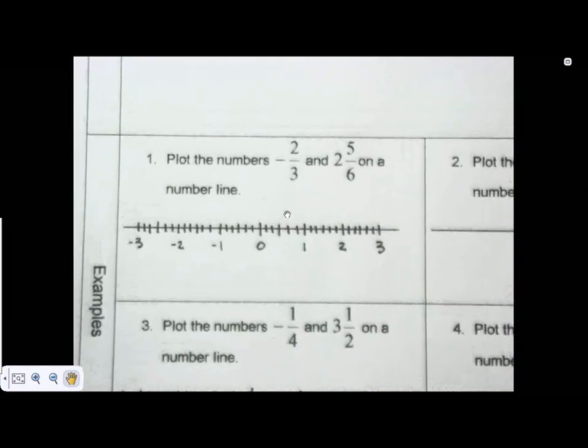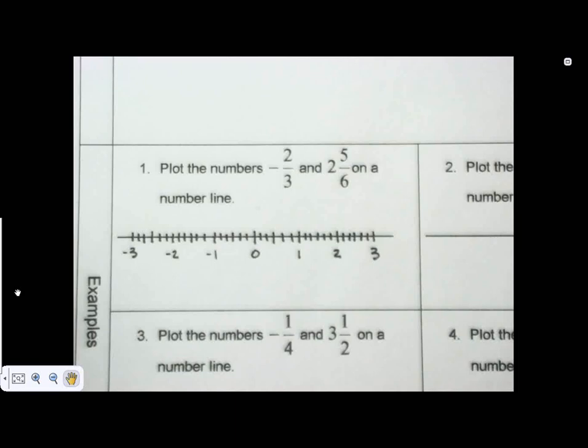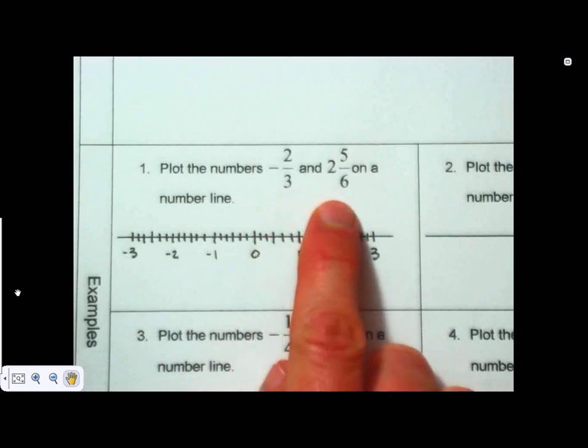Hello and welcome. In this video, we'll be discussing how to plot rational numbers on a number line. Again, a rational number is just a fancy way of saying fraction, and so what we're supposed to do in this first problem is to plot the numbers -2/3 and 2 5/6 on a number line.